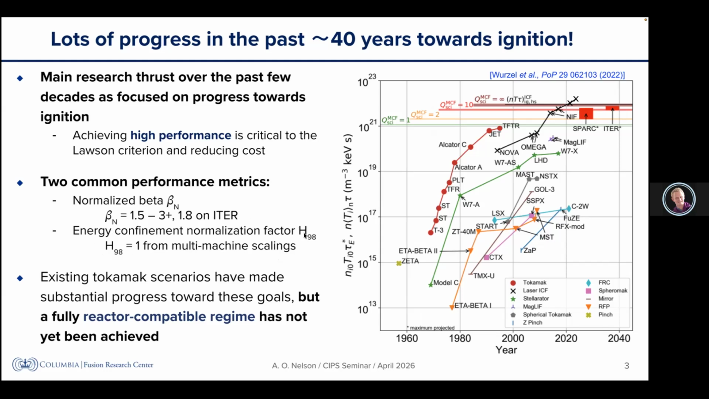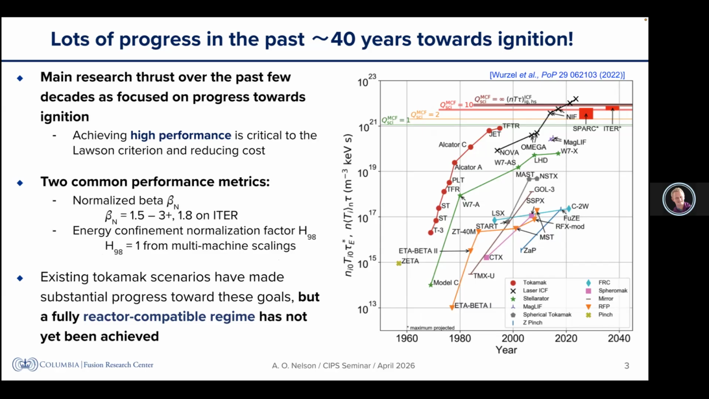And then we have a normalized confinement factor, H98, which also is describing performance. And this is really just a multi-machine scaling. It's entirely empirical. You can write it down. And if you have H98 of 1, you have an average H-mode plasma performance, which we'll talk about in a sec as well.